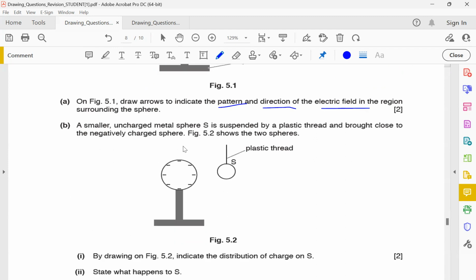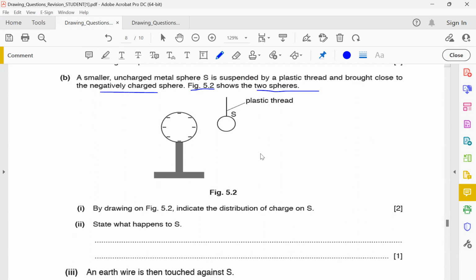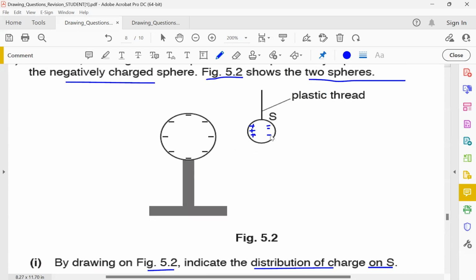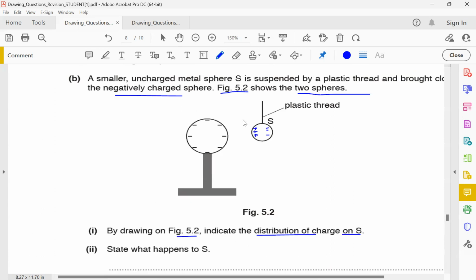Okay, then after that, a smaller uncharged metal sphere S is suspended by a plastic thread and brought close to the negative charge sphere. Figure 5.2 shows the 2 spheres here. And it asks you, by drawing on figure 5.2, to indicate the distribution of charges on S here. Now, obviously, more positive charges will be on the left and more negative charges will be on the right. Oh, by the way, you must draw equal amounts. For example, if you draw 3 positive charges here, you better draw 3 negatives here, guys. Don't try to be funny and add extra. Right. I'm going to draw a positive.